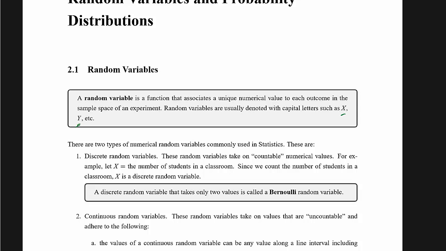So that was a discrete random variable. And a discrete random variable that takes only two values is called a Bernoulli random variable. We'll talk more about that later on, where we have two outcomes. That's like a success or failure with two outcomes. It either happens or it doesn't.